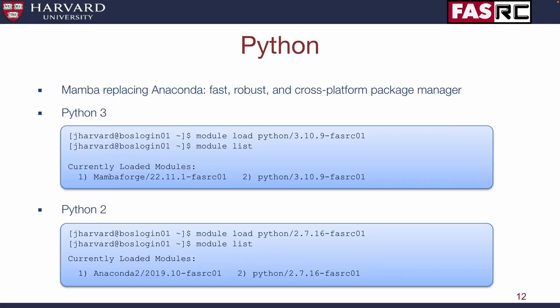Python on Rocky 8 will be available through module Mamba, which is short for Mambaforge. Mamba will be replacing Anaconda because it's faster and more robust. You can see that for Python 3, you can do module load Python/3.10.9-fasrc01, and then when you do module list, both Mambaforge and Python modules will be loaded. Python 2 is also available. However, Python 2 still uses Anaconda because it is not available through Mamba. When you do module load Python/2.7.16-fasrc01, then module list will list Anaconda 2 and Python version 2.7.16.